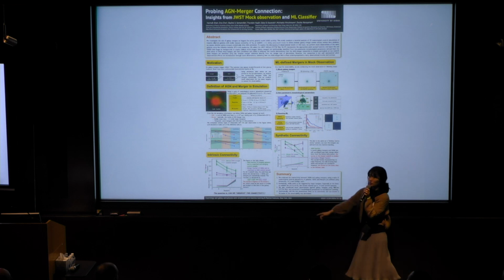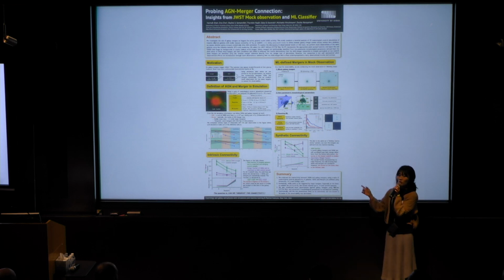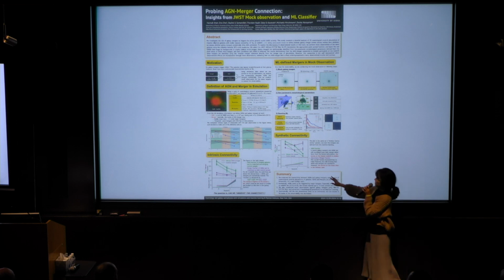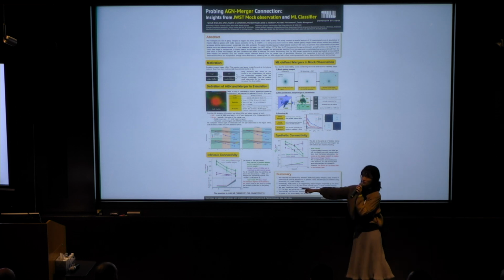We found the connectivity between the two, and then we conducted mock observations on the same galaxies by creating mock observational images using the JWST NIRCam filter, calculated four morphological parameters, and ran simple machine learning to define the mock galaxy mergers. And this is the synthetic connectivity result, and this is the intrinsic connectivity result.